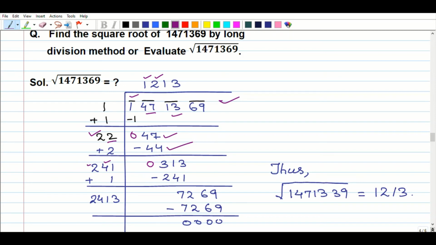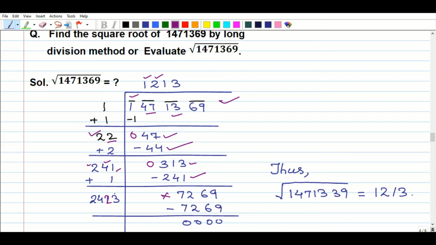2 is here, so 241. When you take 241, why take 1? If 2 is taken in the units place, it becomes 482 times 2, which is greater than 313. So we will take 1 here. So we will take 241. Subtract it. We get 72. And the last period we will bring down, that is 69. The number becomes 7269. And here on the left hand side, 1 plus 1 equals 2.